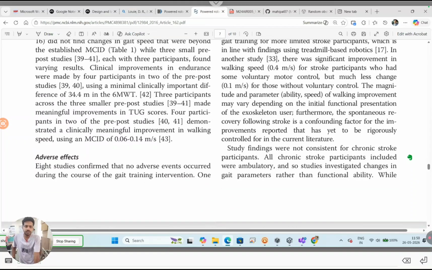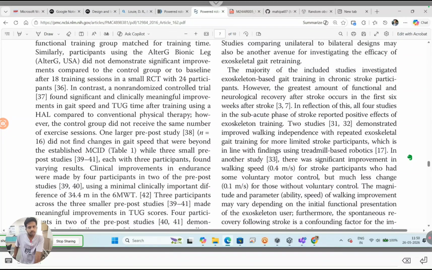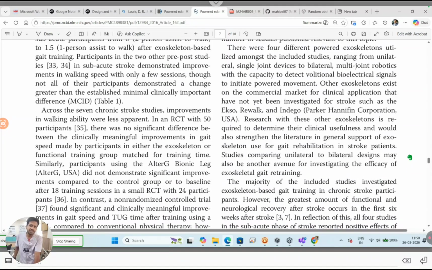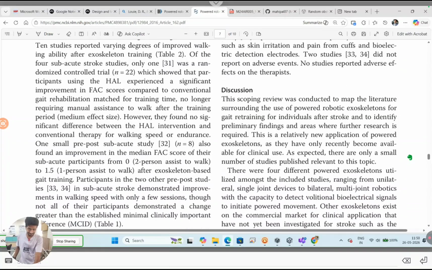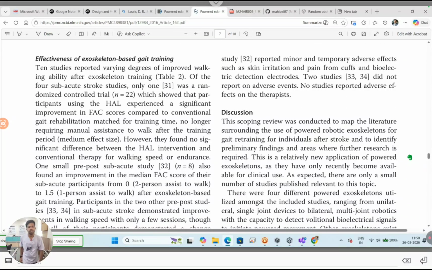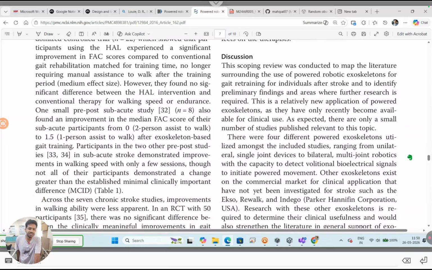Okay. Adverse effects. 8 studies confirmed that no adverse event occurred during the course of the gait training intervention, and one study reported minor temporary adverse effects such as skin irritation and pain from cuffs and bioelectric detection electrodes. 2 studies did not report any adverse events. No studies reported adverse effects on the therapist. Discussion.